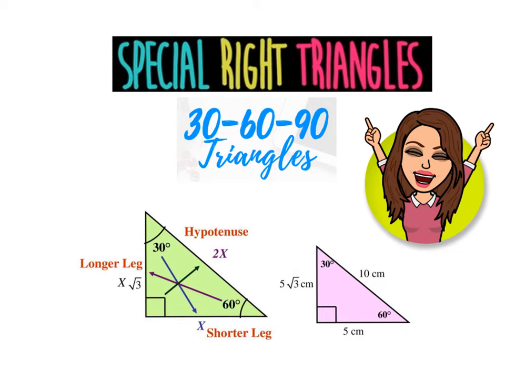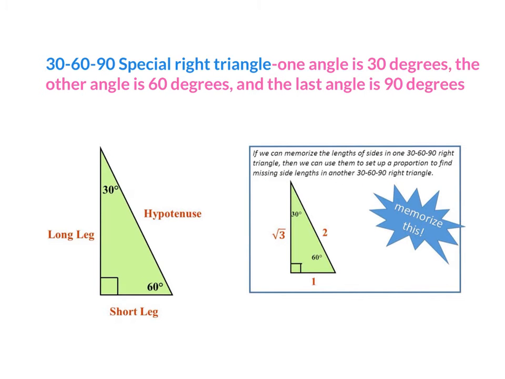In this video, you will learn about the 30, 60, 90 special right triangle. In a 30, 60, 90 special right triangle, one angle is 30 degrees, the other angle is 60 degrees, and the last angle is 90 degrees.